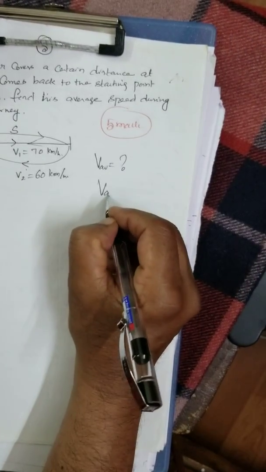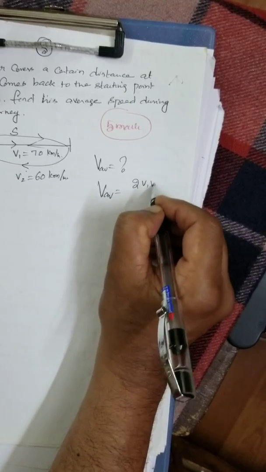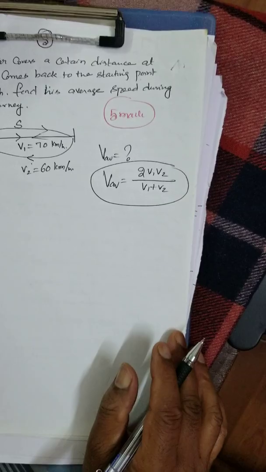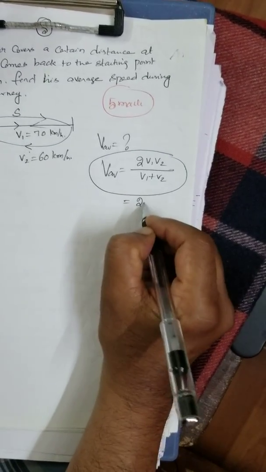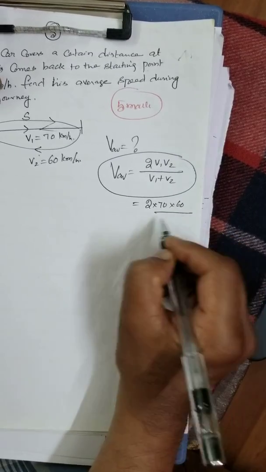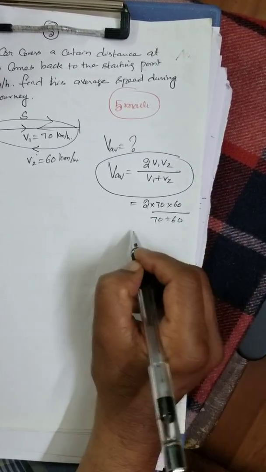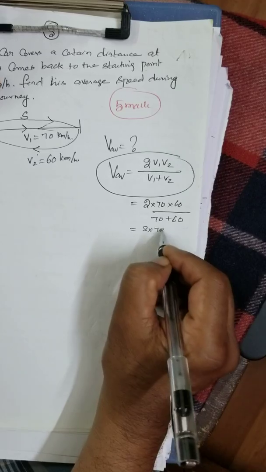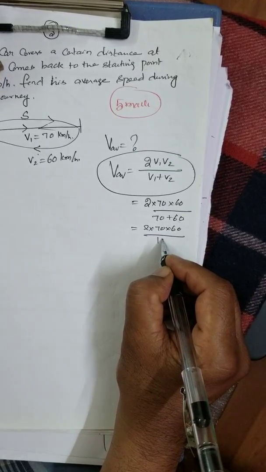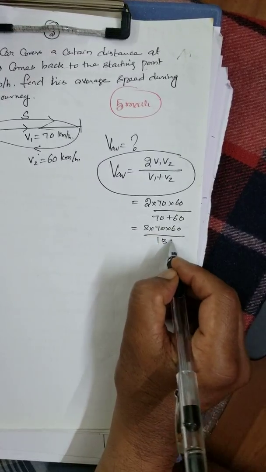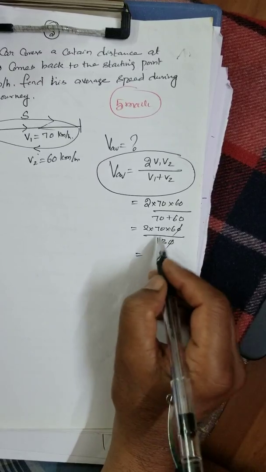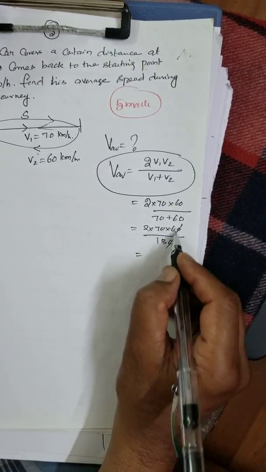See, what is the average velocity? We have worked it out. 2 v1 v2 by v1 plus v2. Do you remember? You can finish it and you will get the answer. v1 is 70, v2 is 60. Therefore, 2 into 70 into 60 by 130. You can easily calculate within a short time.